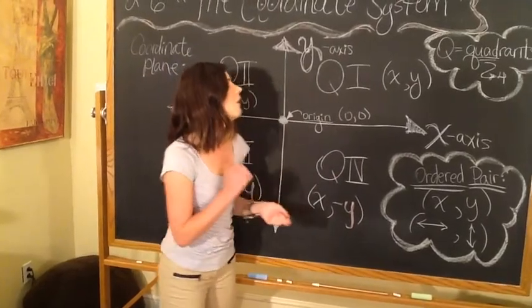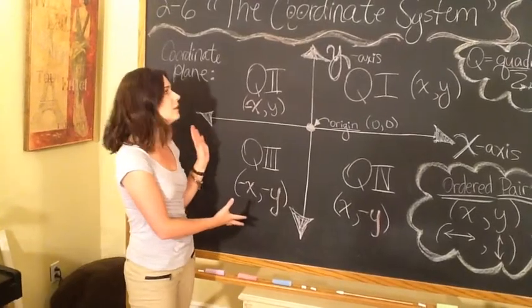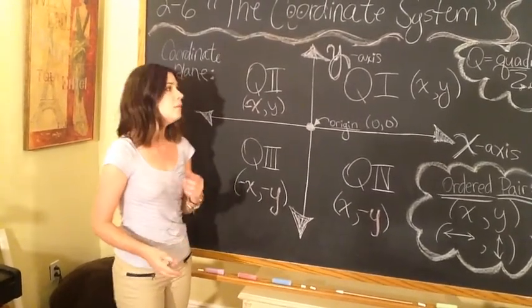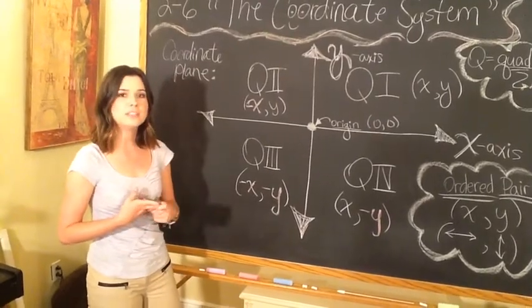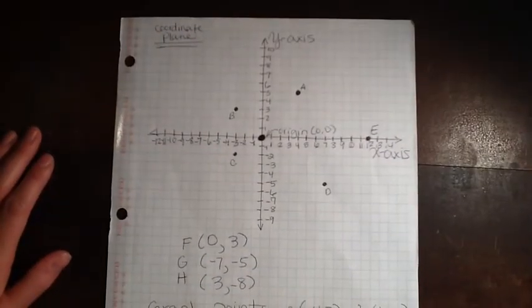Alright, so let's go ahead and use what we know about the coordinate system and the coordinate plane to practice graphing some points, being able to name the quadrant that those points are in, and things like that. So let's go ahead and look at a few examples. Alright, let's go ahead and look at our coordinate plane.